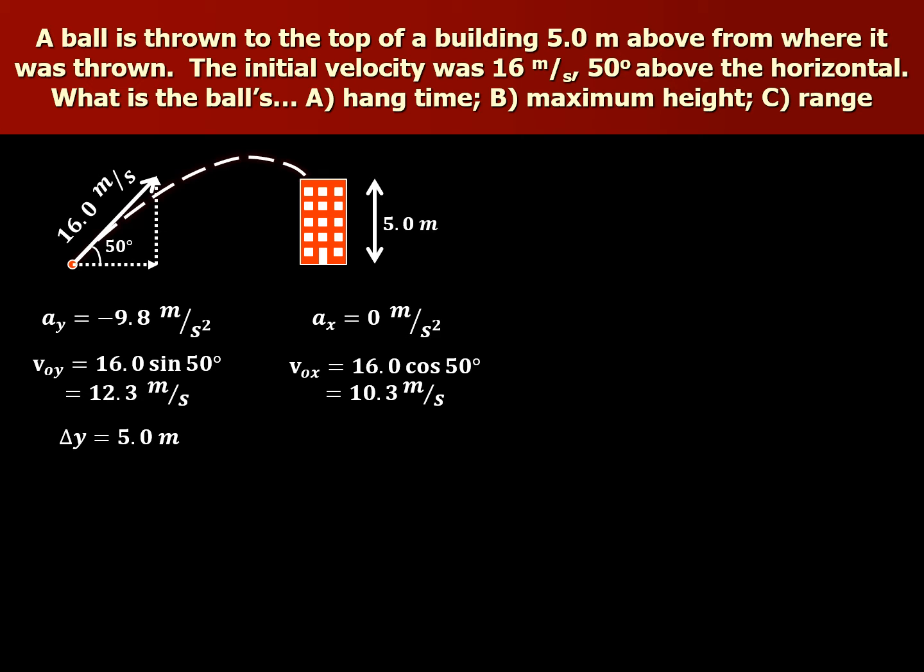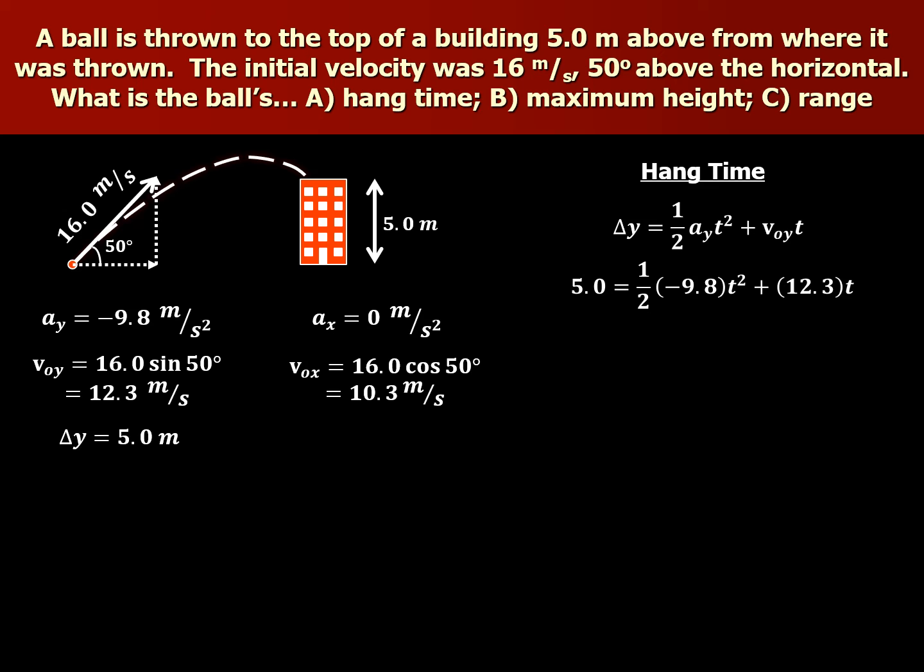Alright, so given that we have the acceleration, the initial velocity, and the displacement, in order to find the hang time we're going to use displacement in the y direction equals 1/2 times acceleration in the y direction times time squared plus the initial velocity in the y direction times time. Plug in the information we know: 5 equals 1/2 times negative 9.8 times time squared plus 12.3 times time. Subtract 5 from both sides, and that gives us a quadratic equation, a times a variable squared plus b times a variable plus c.